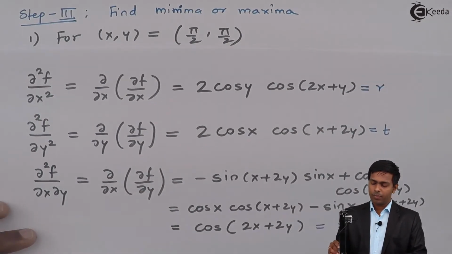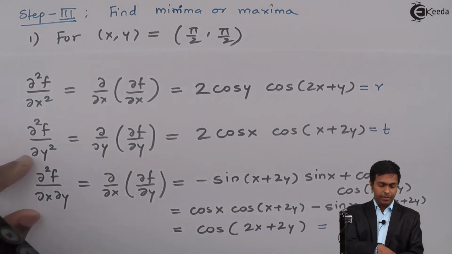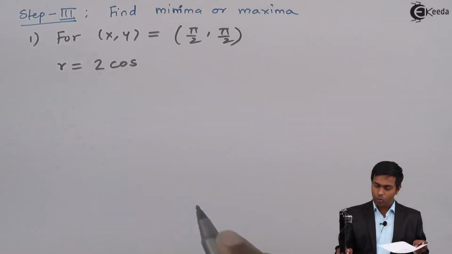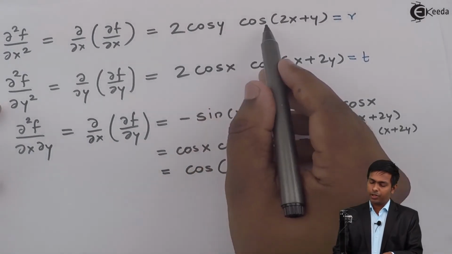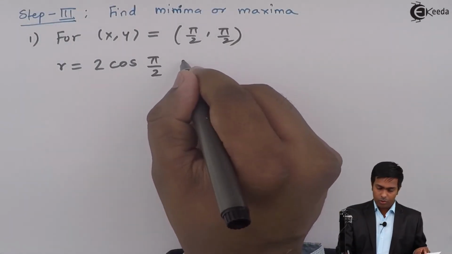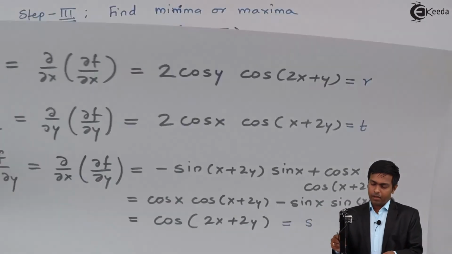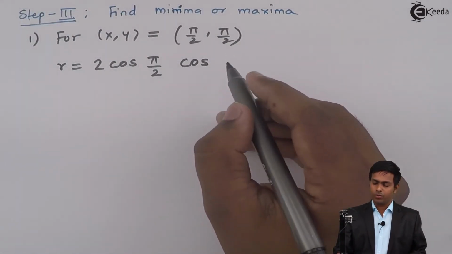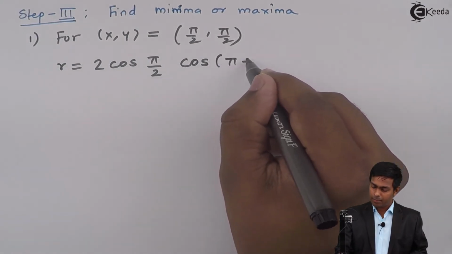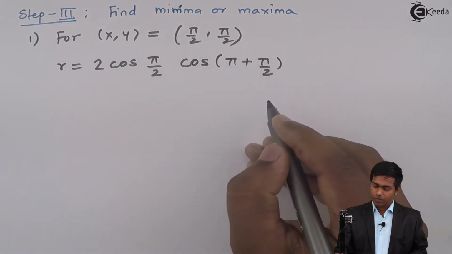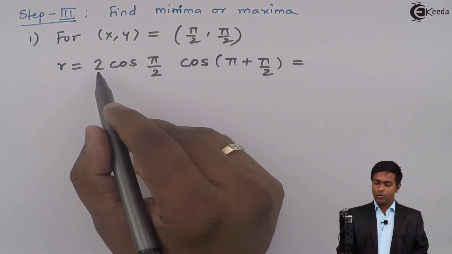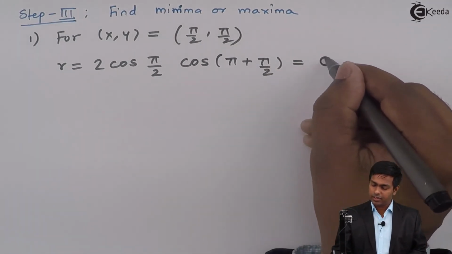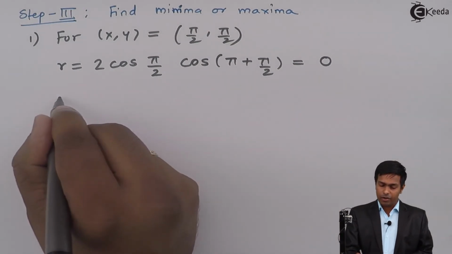So for r we will get r equal to 2 times cos of y. So y is pi by 2 into cos of, here we have 2x plus y. So 2 into pi by 2, that is pi, plus y, that is pi by 2. So here we will get 2 into cos pi by 2, that is cos 90, and we will get it as 0.